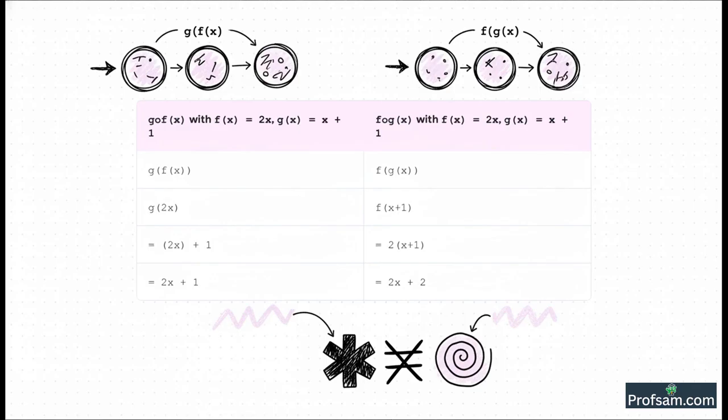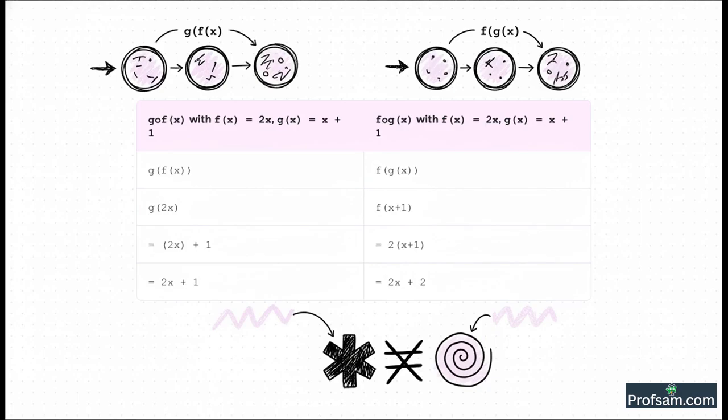First, let's find (g∘f)(x). Remember the rule? Start with the inside function, f(x), so we substitute f(x) with 2x. This gives us g(2x). Now, what does the function g do? It just takes its input and adds 1. Here, the input is 2x, so g(2x) becomes 2x plus 1. Easy, right?